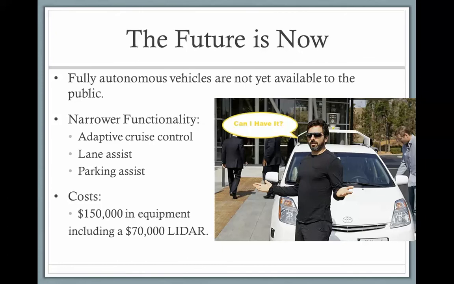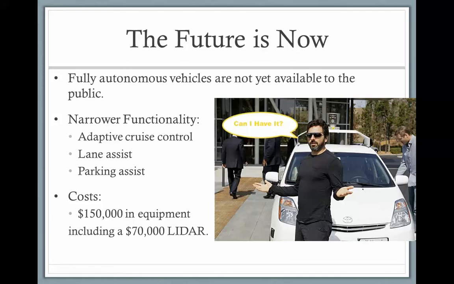So although there is the Google car, fully autonomous cars are not yet available to the public. There are many features with narrow functionalities now available on the market. These include adaptive cruise control, which monitors the distance to adjacent vehicles in the same lane and adjusts the speed with the flow of traffic. Lane assist, which monitors the vehicle's position in the lane and warns the driver when the vehicle is leaving the lane. And park assist, which assists the driver in parallel parking.